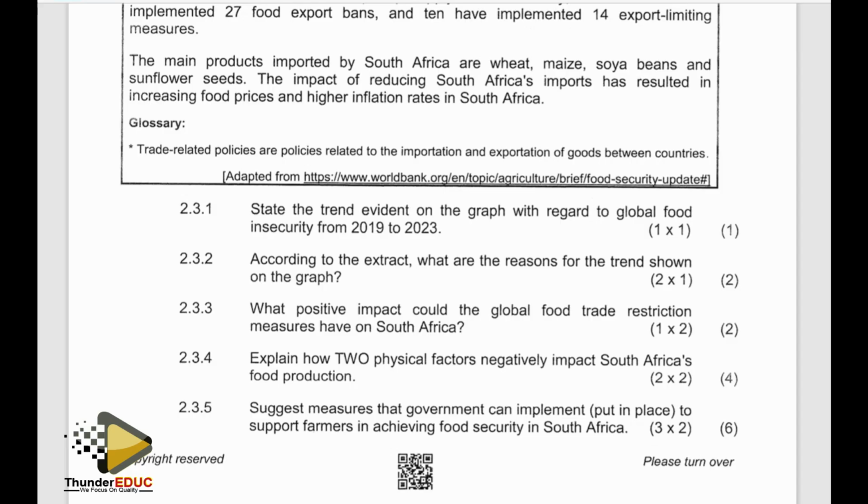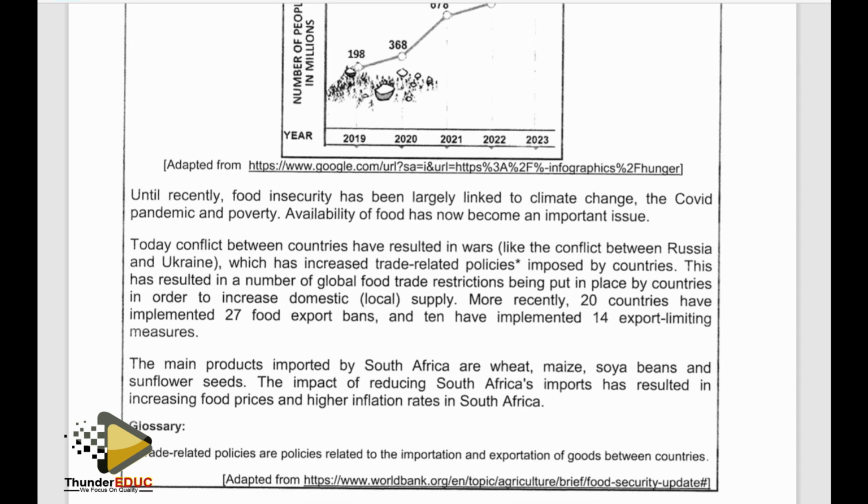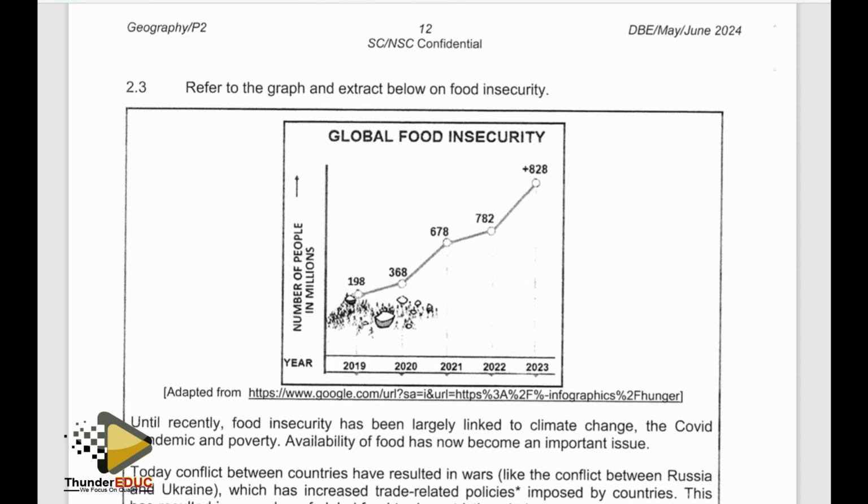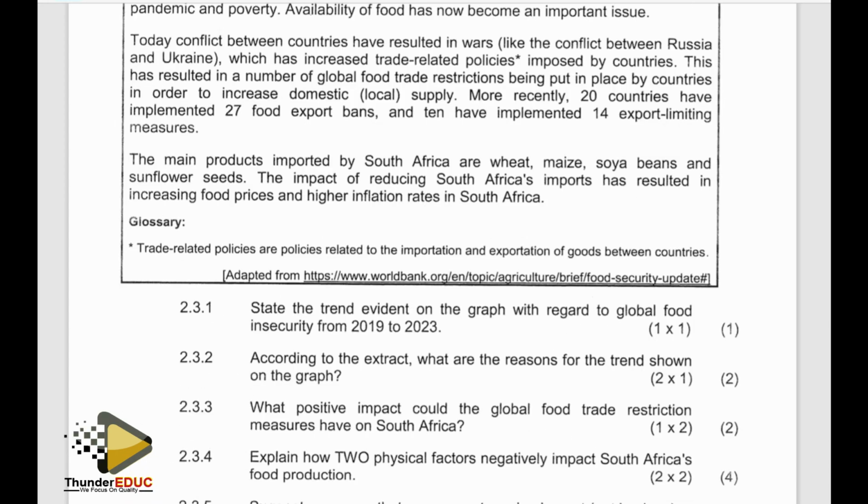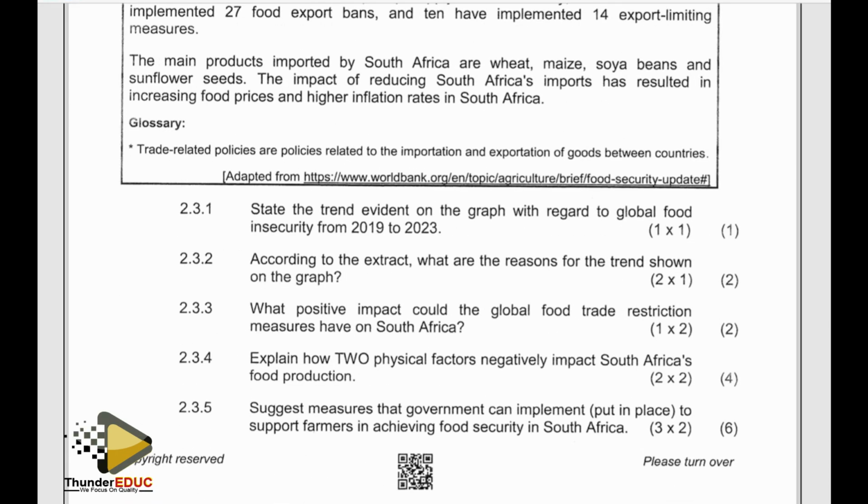Right, state the trend evident on the graph with regard to global food insecurity from 2019 to 2023. What is the trend here? When the question says the trend, it says interpret what is happening there. It means, is it maintaining constant? Is it increasing? Is it decreasing according to what you see from the graph? So the trend here, if you check, is increasing. The general trend that you can see there is increasing food insecurity. So basically, the response for that one is increasing.